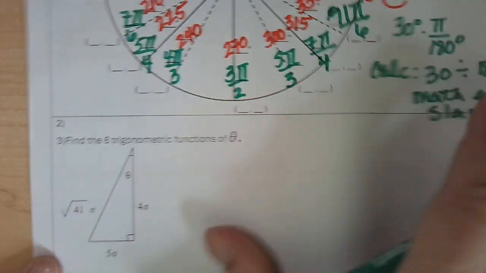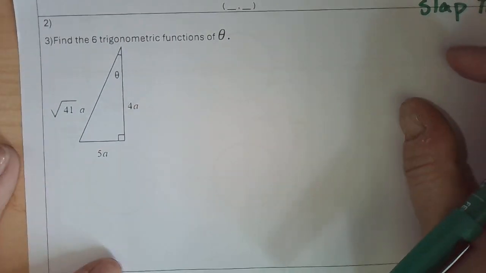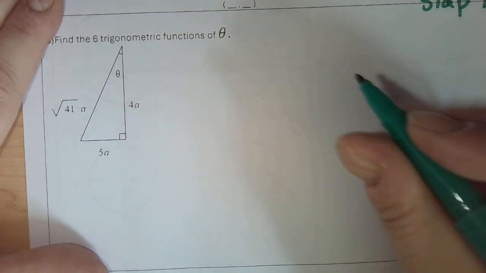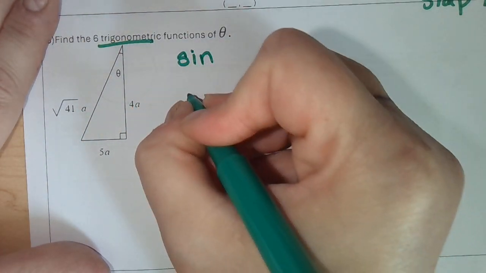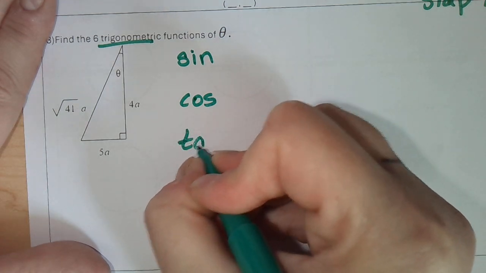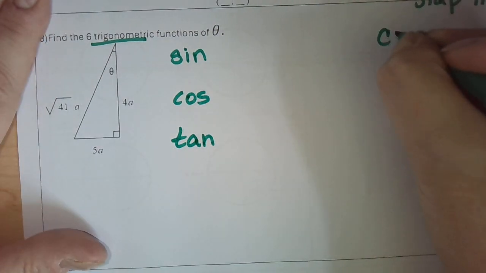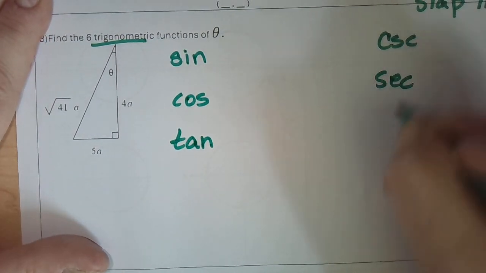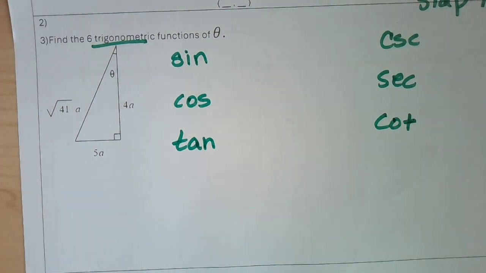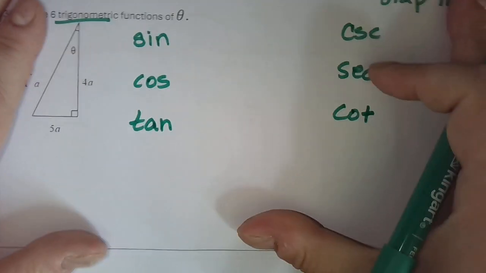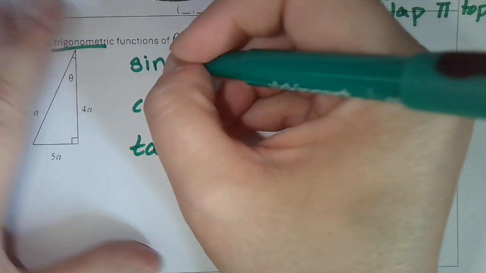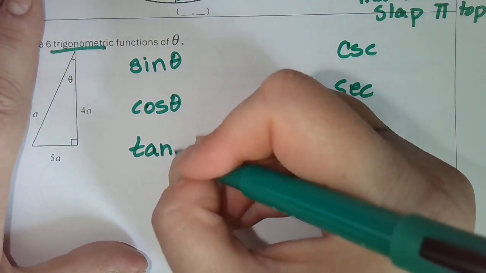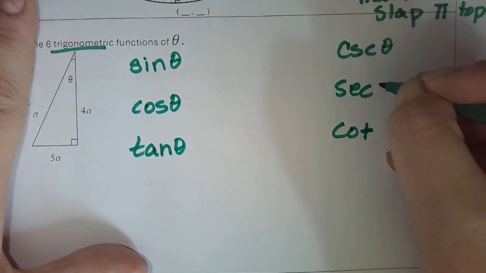Okay. Number 2, it says find the 6 trigonometric functions of theta. Okay, so when it says 6 trig functions, that means sine, cosine, tangent, then CSC, SEC, and cotangent. Okay. And when it says of theta, that means you put theta after the 3-letter words.